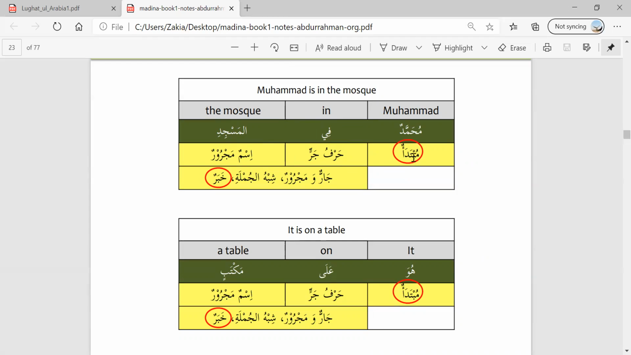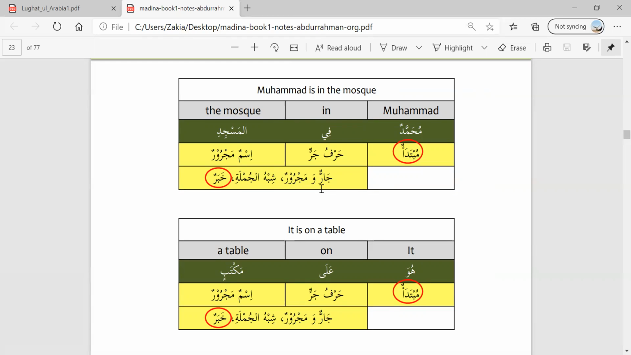And then here we have the grammatical terminologies. Muhammadun is the subject, mubtada. Fi is harf jar, which is a preposition, and masjidi is ism majroor, the genitive noun. جار ومجرور شبه الجملة, khabar. So these are some of the terms that you can use. Sometimes when we were doing exams in Arabic, we'd have to identify the technical terminology of this entire sentence. So what we'd say is jarrun wa majrurun shibhu jumla khabar. Okay, so this is khabar. It's part of shibhu jumla.